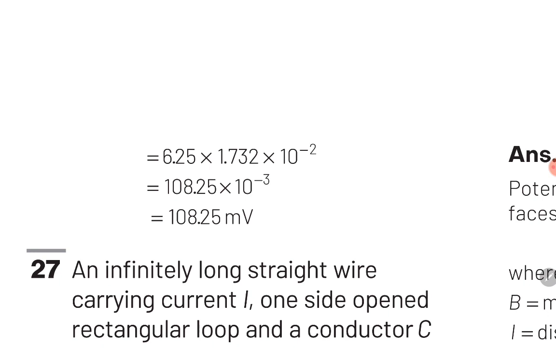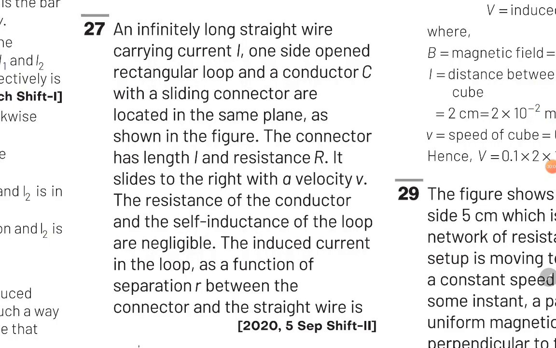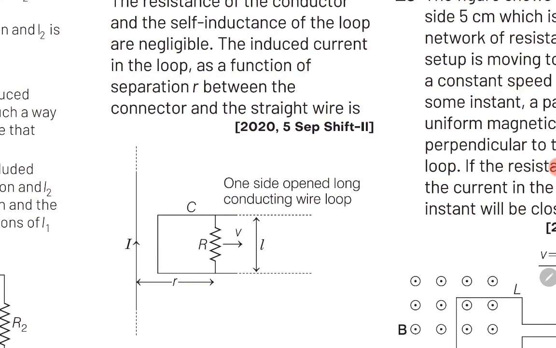Now let's move ahead to the next slide. Yes students, the 8th question of this chapter is: an infinitely long straight wire carrying current I, one side opened rectangular loop and conductor C with a sliding connector are located in the same plane as shown in the figure. The connector has length L and resistance R. It slides to the right with a velocity V. The resistance of the conductor and the self-inductance of the loop are negligible. The induced current in the loop as a function of separation small r between the connector and the straight wire is. As you can see in the diagram, the connector is moving towards the right with velocity v.